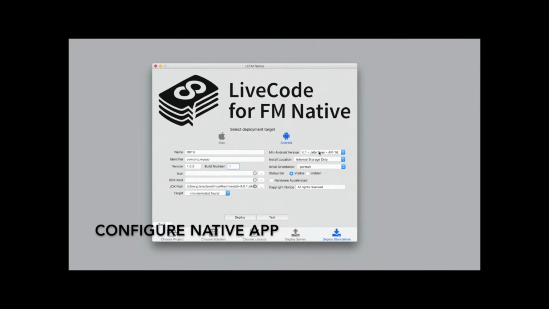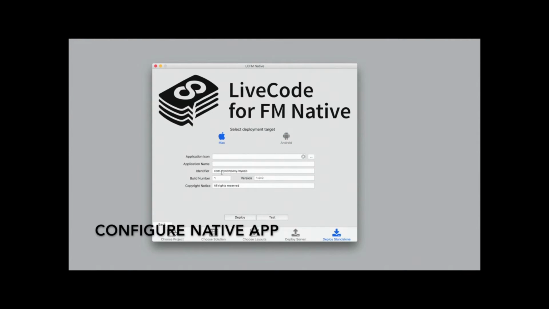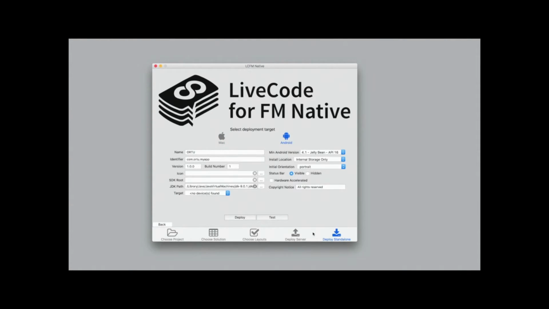And then choose the various different Android versions. We support right back to 4.1. Always recommend that you use the latest version that you can. It just gives you less testing to have to do. It's easier if you don't have to go all the way back to a really old device. But it depends on where you're deploying, obviously. And you've got the same for Mac, so you can put in the application icon name identifier.